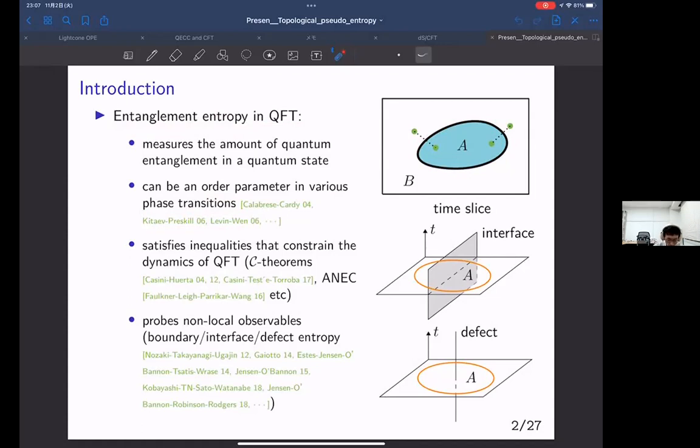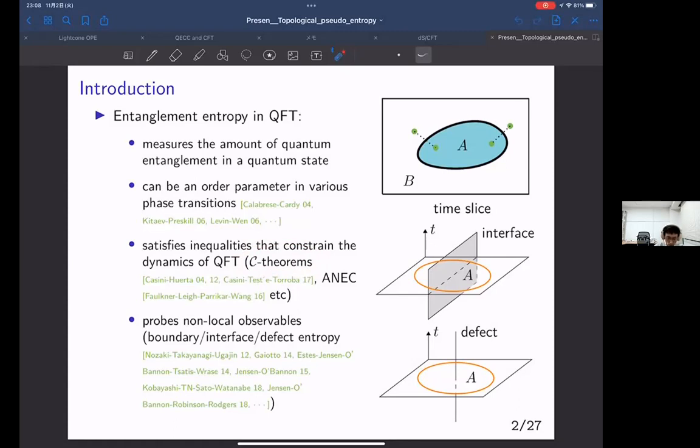And also there are nice applications. Entanglement entropy is known to satisfy very non-trivial inequalities, the so-called strong subadditivity. Basically such an inequality follows from the unitarity of the theory. But once you apply such inequalities to QFT, then sometimes you can get a very strong constraint on the dynamics of QFT. One of the examples is the so-called C theorem. The C theorem states that there exists some function which counts the number of degrees of freedom in QFT. So you can construct such a so-called C function.